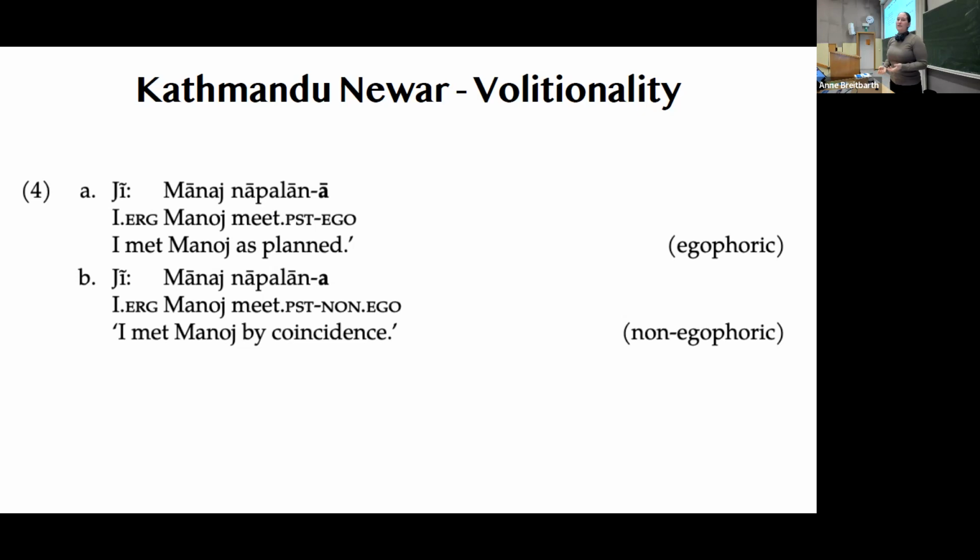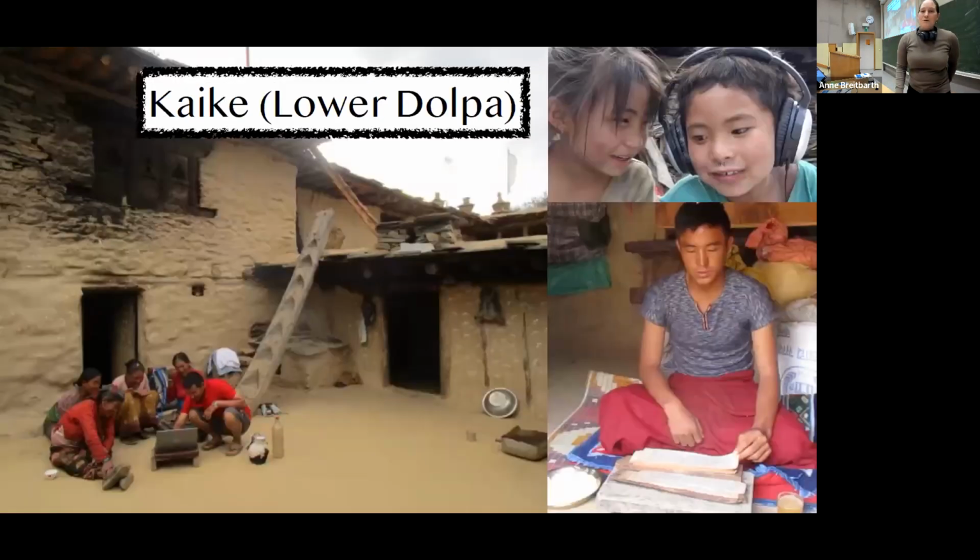So this was observed for Kathmandu Newar by Hale and some other people, originally by Hale. And then there are now some Amazonian languages and also some Papuan languages that people have claimed have egophoric marking as well. Right. Now, I went to Dolpa, Lower Dolpa, unfortunately, to do some fieldwork, because some people had said that Kaike has the same type of egophoric, non-egophoric distribution as Kathmandu Newar. So I just wanted to collect more data and see if that was really true.